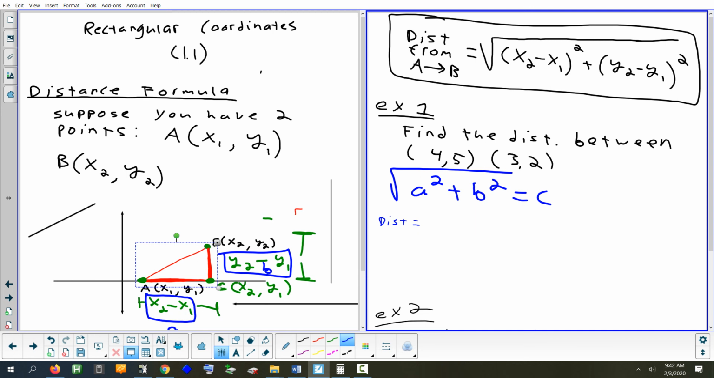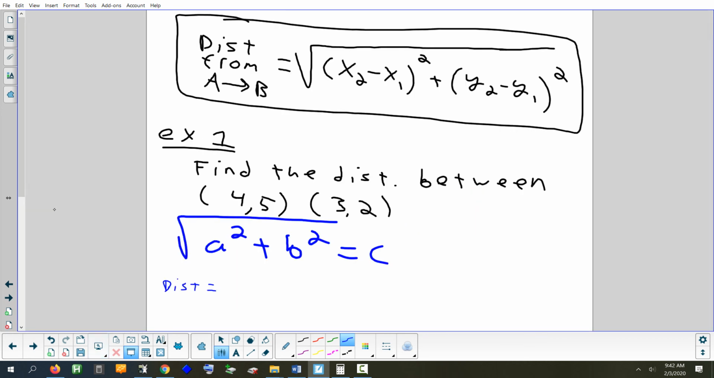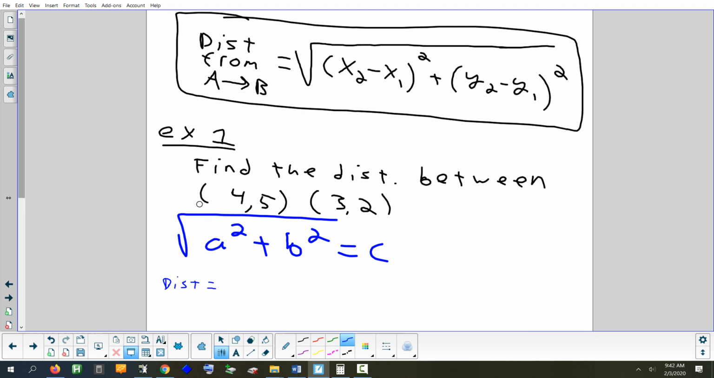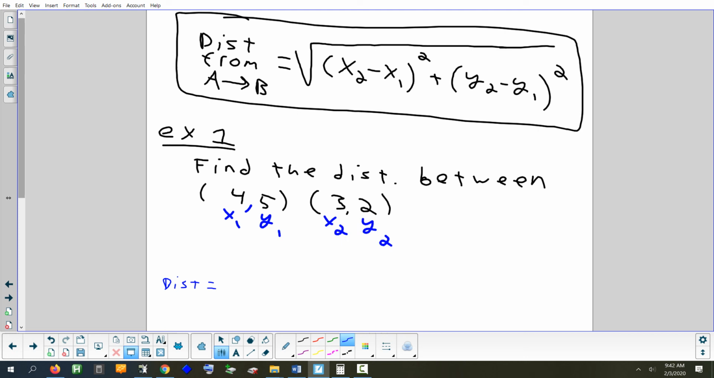Okay, so let's try the distance between those 2 points: 4, 5, and 3, 2. First thing I would do is just label them. Let's call this one x1 and y1. And we'll call the next one x2, y2. Now, I could have switched, I could have had the 3 be x1 and the 2 be y1. I just wrote the labels in the order that I had.